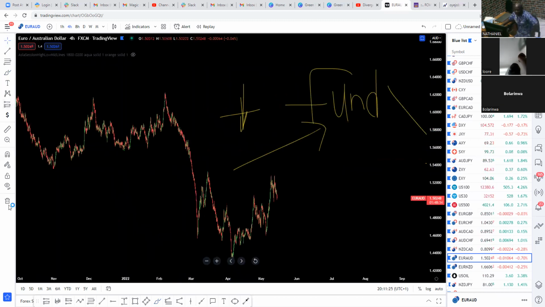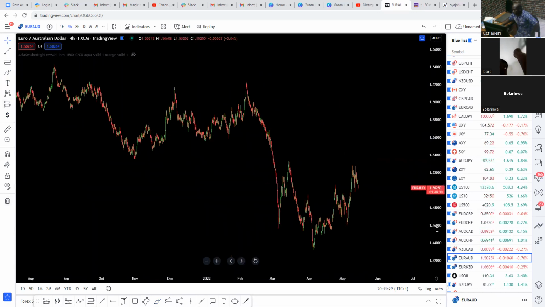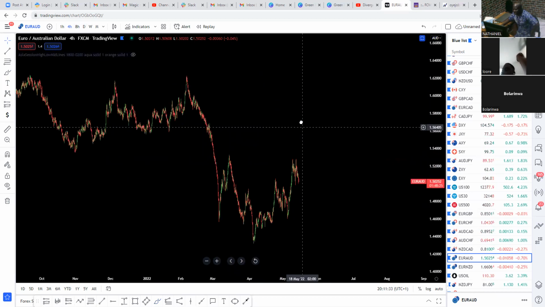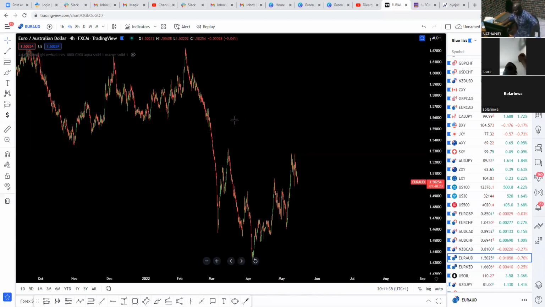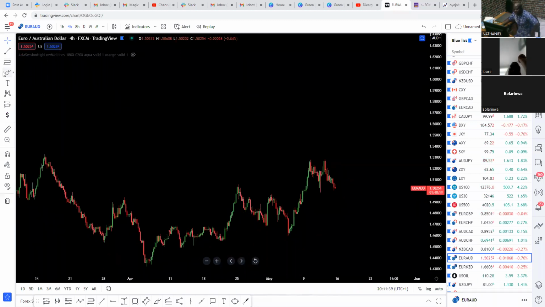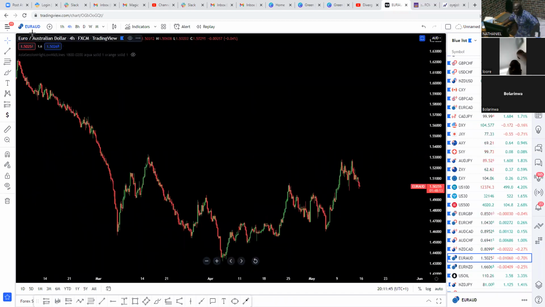For instance, let's look at Euro AUD. If you look at the fundamentals of Euro AUD. You can see my screen now? Okay, I can see it now. Can you see Euro AUD? Yeah, okay, perfect.